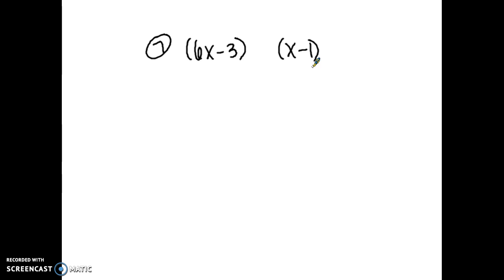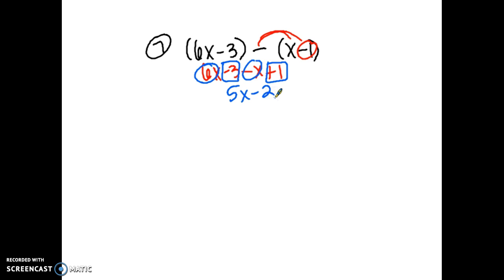So I'm subtracting the first day minus the second day. I have 6x minus 3. The opposite of x is negative x. The opposite of negative 1 is positive 1. 6x minus x is 5x. Negative 3 plus 1 is negative 2. So the expression is 5x minus 2.